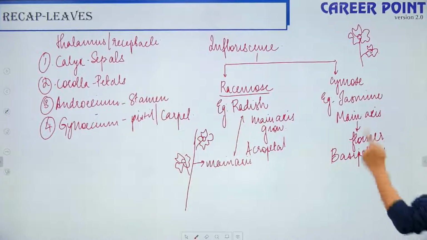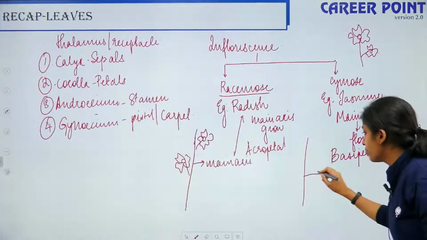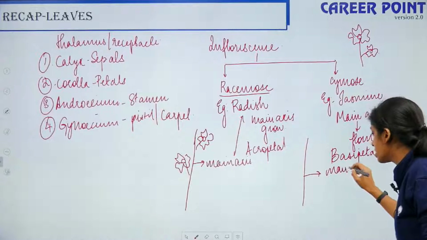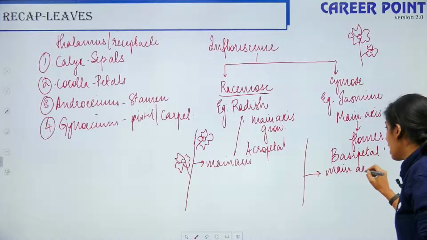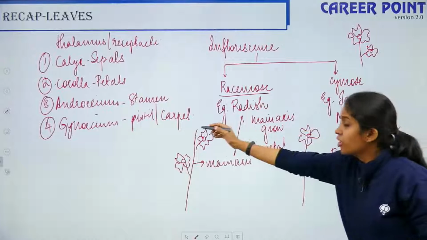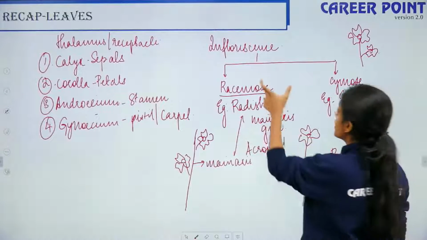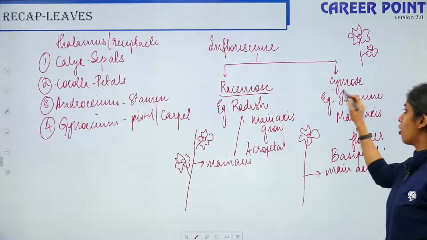Here in cymose inflorescence, if this is the main axis, the main stem of the plant, the main axis terminates in a flower. So here you do not have a flower here, here you have a flower. This is the difference between racemose and cymose inflorescence.